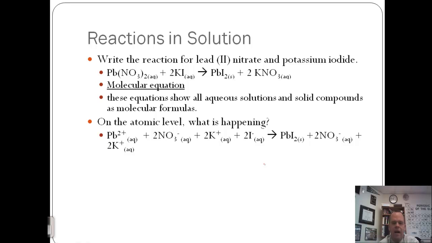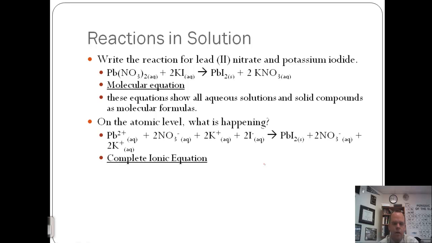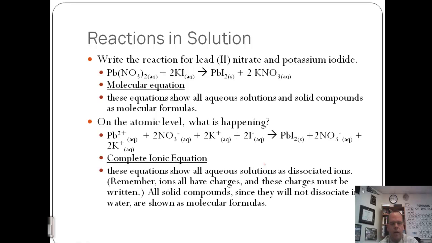The lead and iodide come together to form a solid. They do not dissolve in water, so they stay together as a single compound. The nitrate and potassium stay dissolved. This is known as the complete ionic equation. The complete ionic equation is the equation that shows all of the aqueous solutions as dissociated ions. You have to write the charge of the ion. And the solid compounds do not dissociate and are written as their molecular formula.